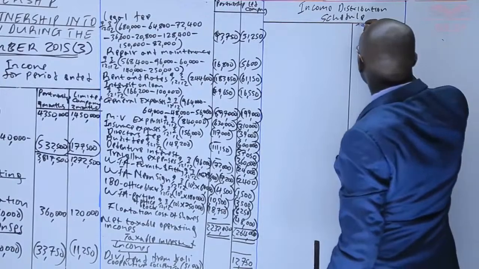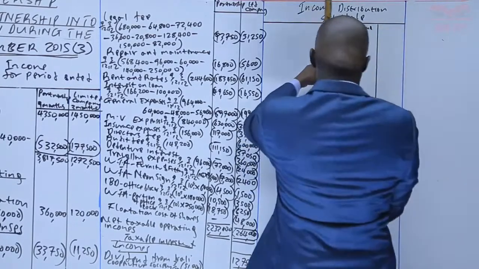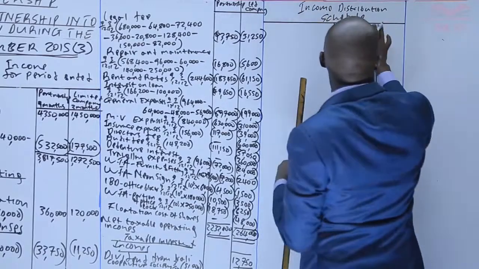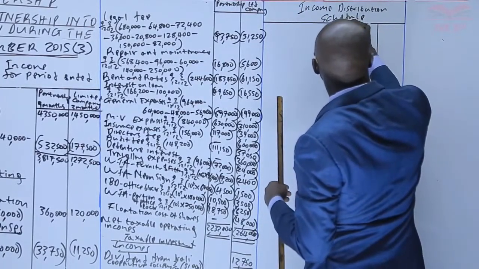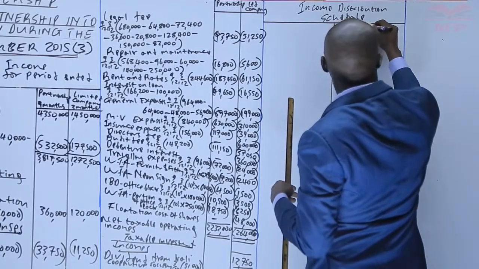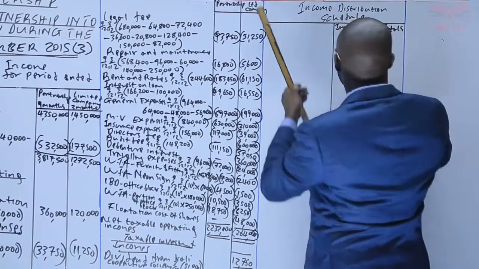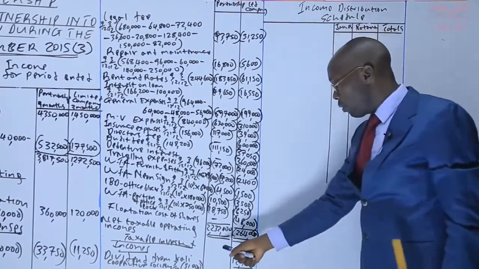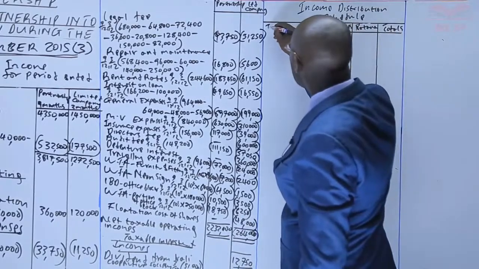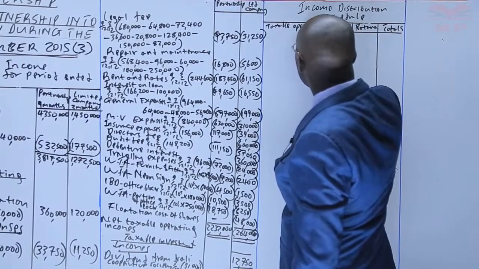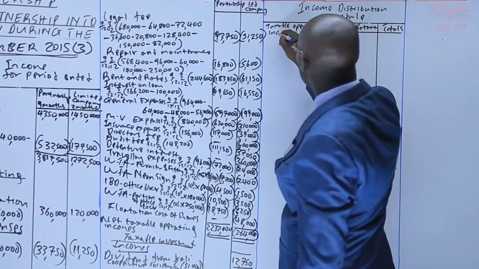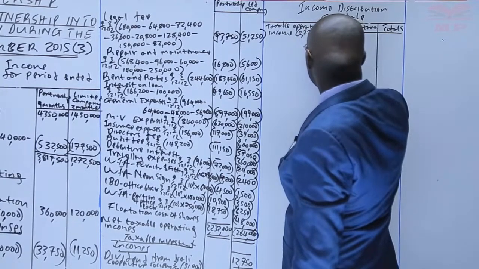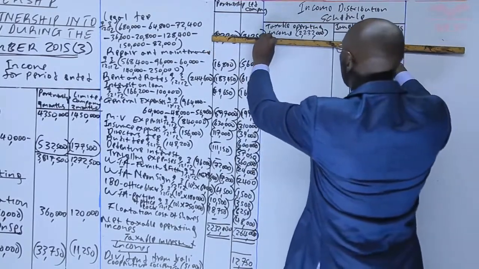So we have the gems, maybe we need an extra column here, so that we have the gems, Katana, and the total. We said we want to distribute the operating income, so we start by distributing the taxable operating income of 22,000. That is what we want to distribute. Positive, remember?